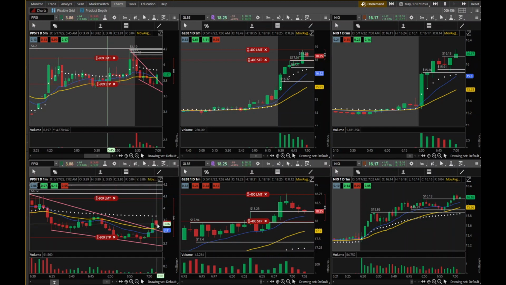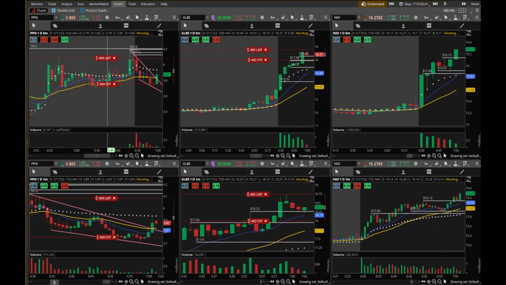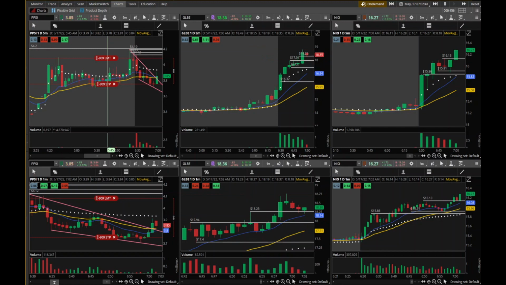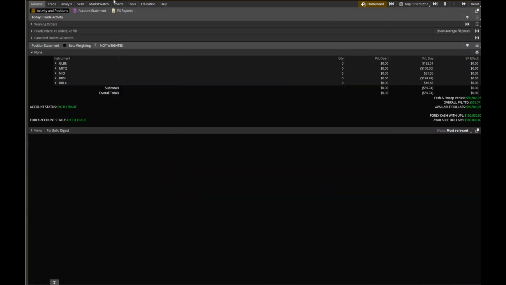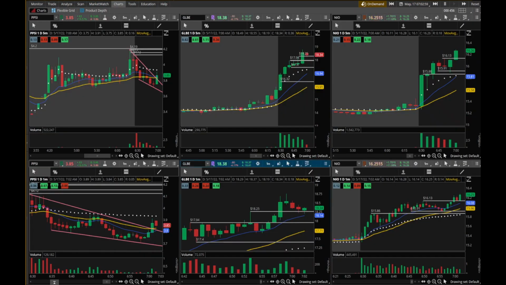Took a starter on PPSI in this pullback. Looking for a break through the VWAP. Taking some profit there. I'm going to jump back out over here because I don't like PPSI. So down only 59 now on the day.